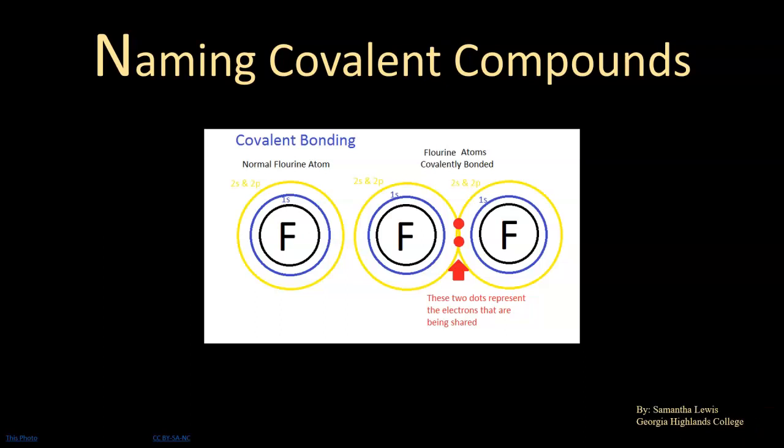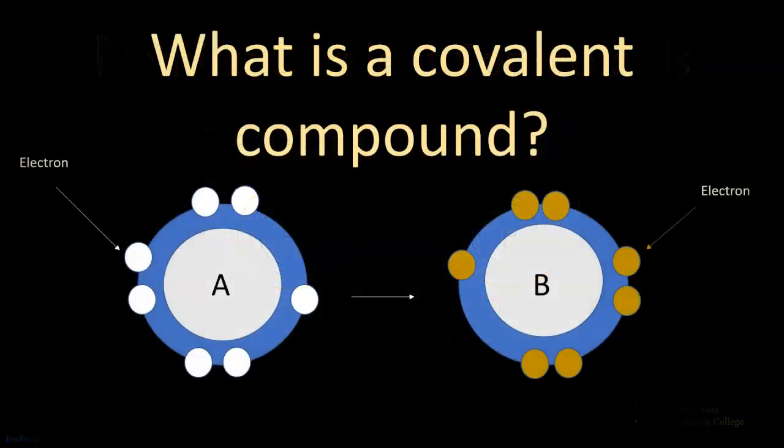In this video, we're going to talk about naming covalent compounds and using our Greek prefixes. So what is a covalent compound? Well, let me just explain to you what we have going on here on this slide. So we have atom A on the left and atom B on the right.